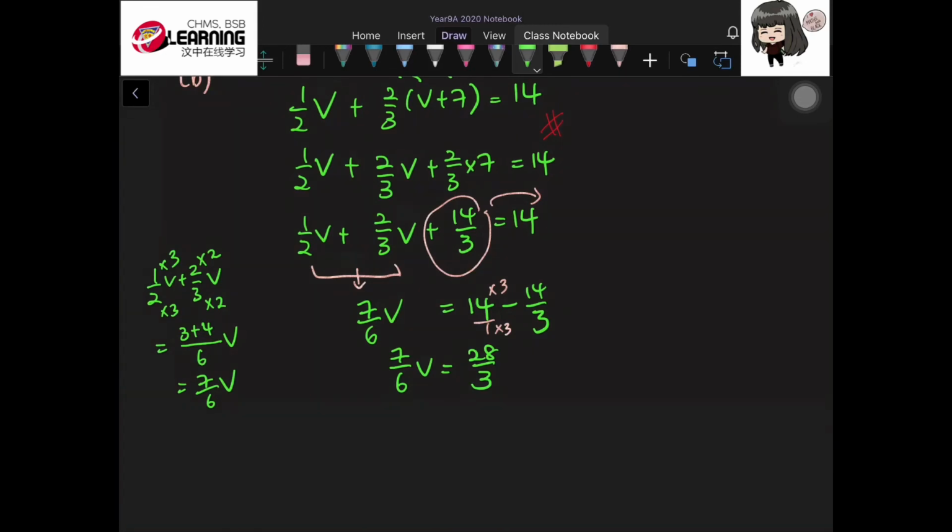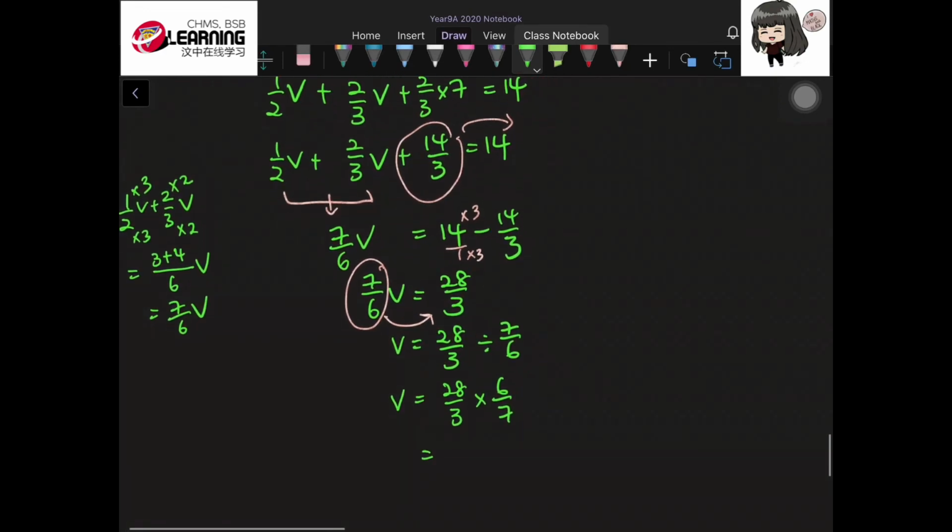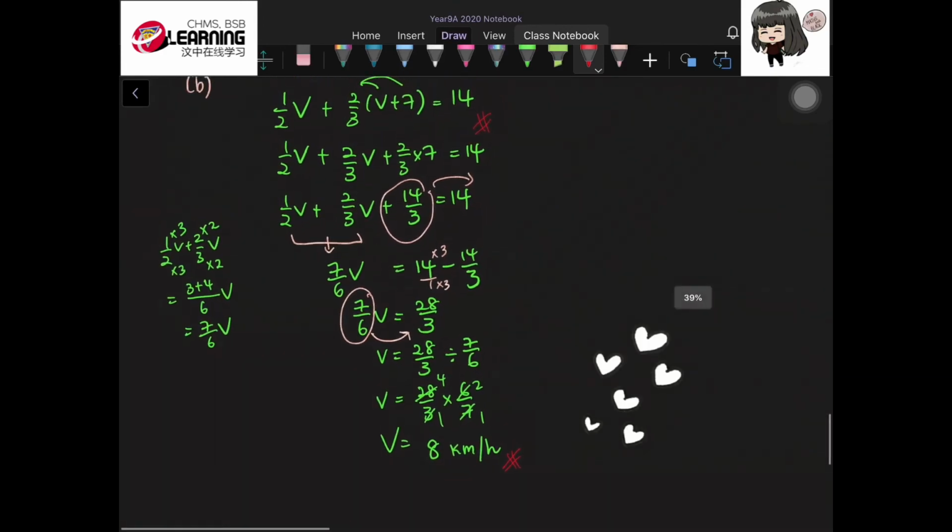You can always pause and speed up or even rewind. So v equals 28 over 3 divided by 7 over 6. I move this 7 over 6 to the other side, it becomes divide. So I get, divide becomes times and then flip it, and then I simplify, it becomes 8 kilometer per hour. This is the running speed of Ben, which is 8 kilometer per hour.